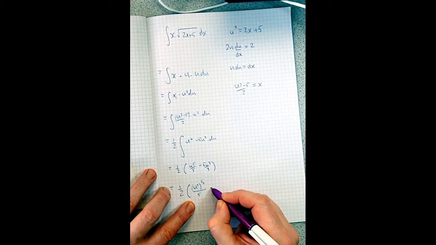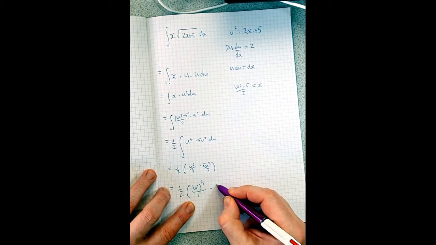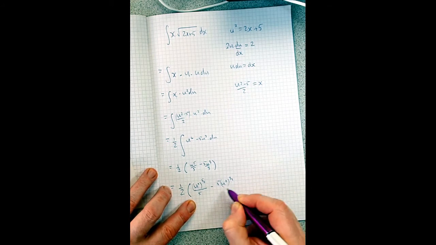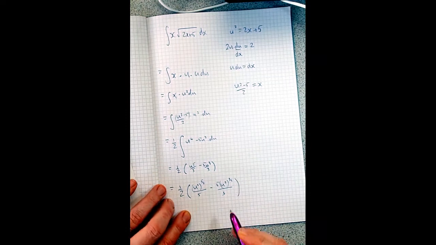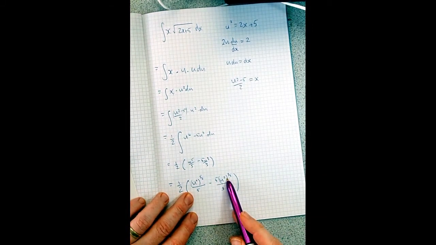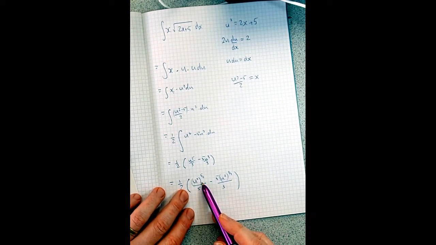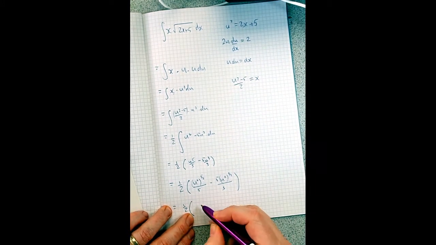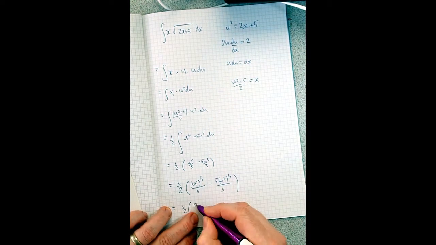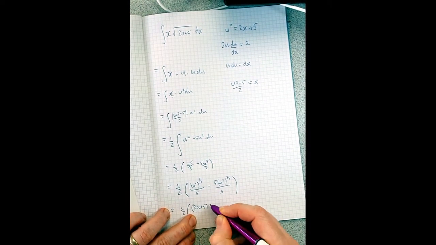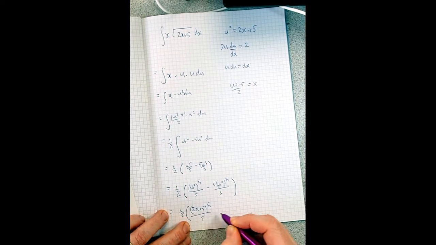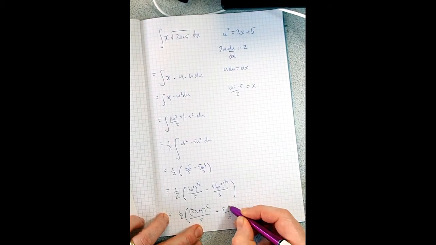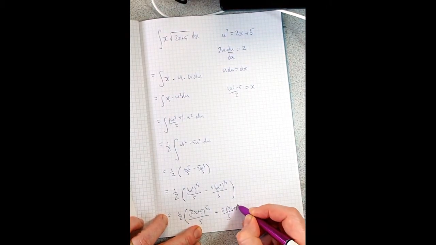Over 5, u cubed is u squared to the 3 over 2. So I had to use my brain a little bit. But now, of course, you can see I'm going to end up with the same answer. Half of u squared, which is 2x plus 5, minus 5 over 3, 2x plus 5 to the 3 over 2.